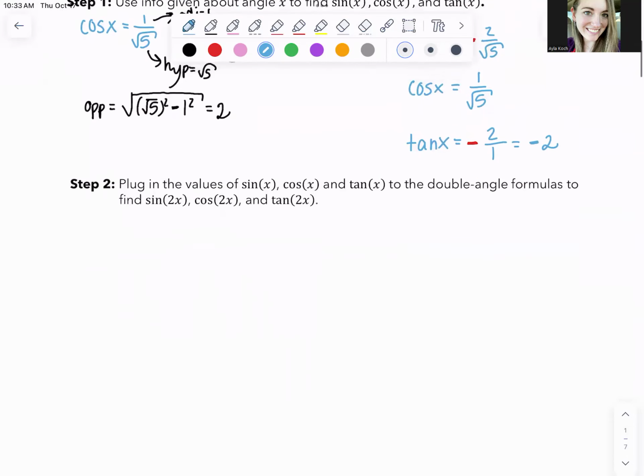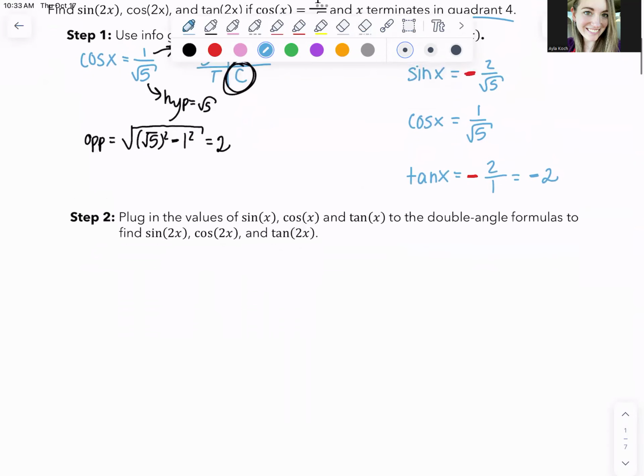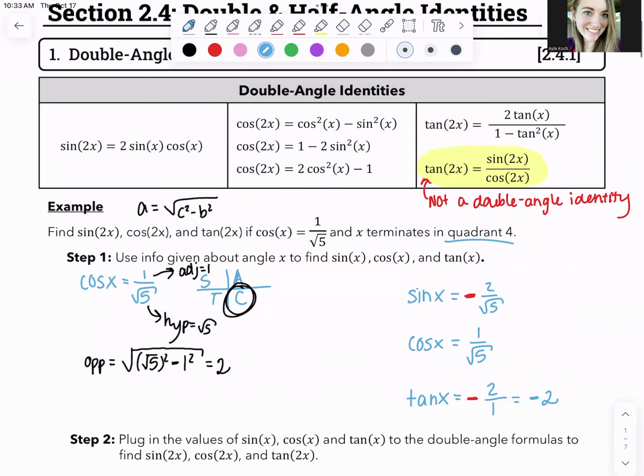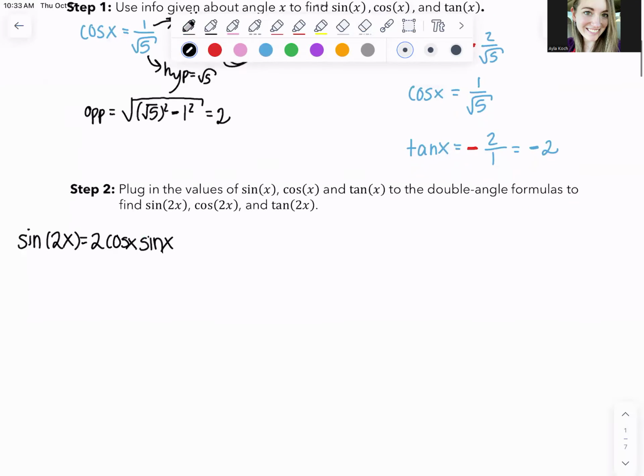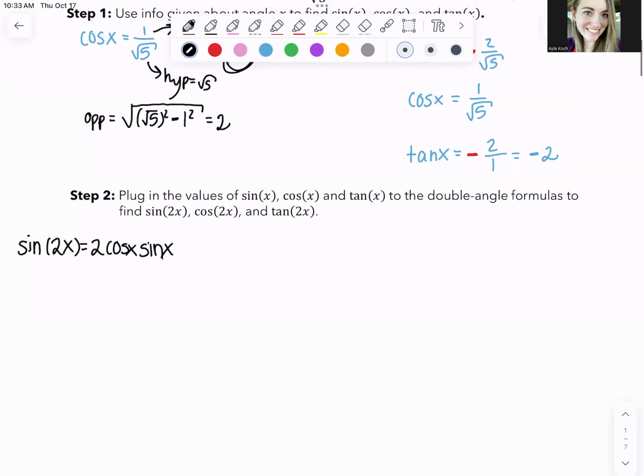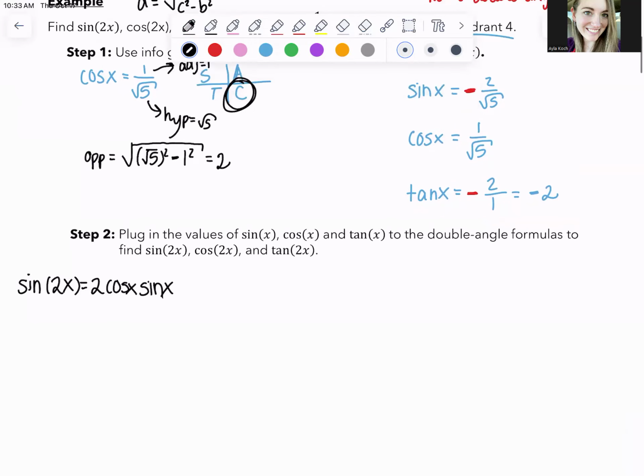Now to find sine, cosine, tangent, I just use these formulas from up here. So I'll start with sine of 2x. Sine of 2x is equal to 2 cosine x sine x. I might have put it in the opposite order in this formula, but that doesn't matter. 2 sine x cosine x or cosine x sine x, the same thing. And I'm grabbing those from right up here.